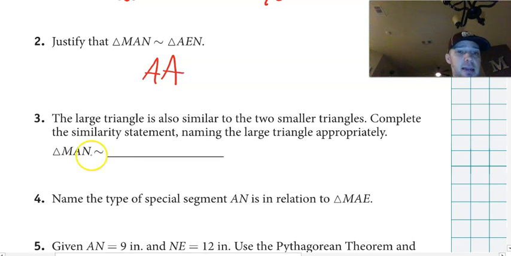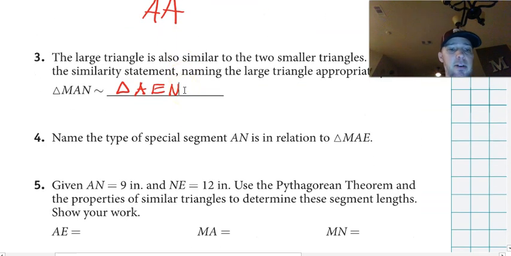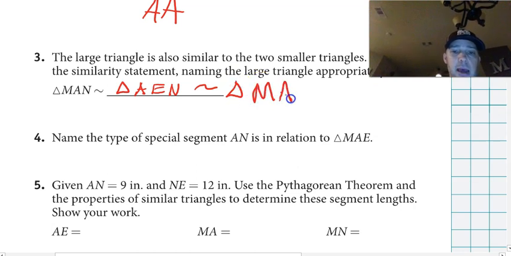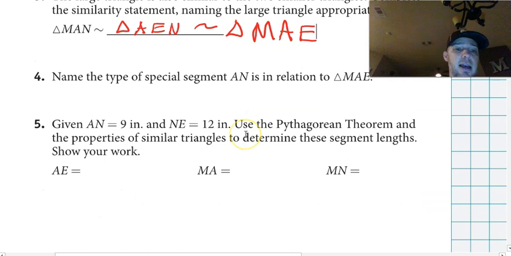So MAN is similar to triangle AEN, which we already listed. And it's also similar to the big one MAE that we had up there, the big triangle. All right, so name the type of special segment AN is in relation to MAE. So AN is an altitude. It goes from a vertex and is perpendicular to the opposite side.